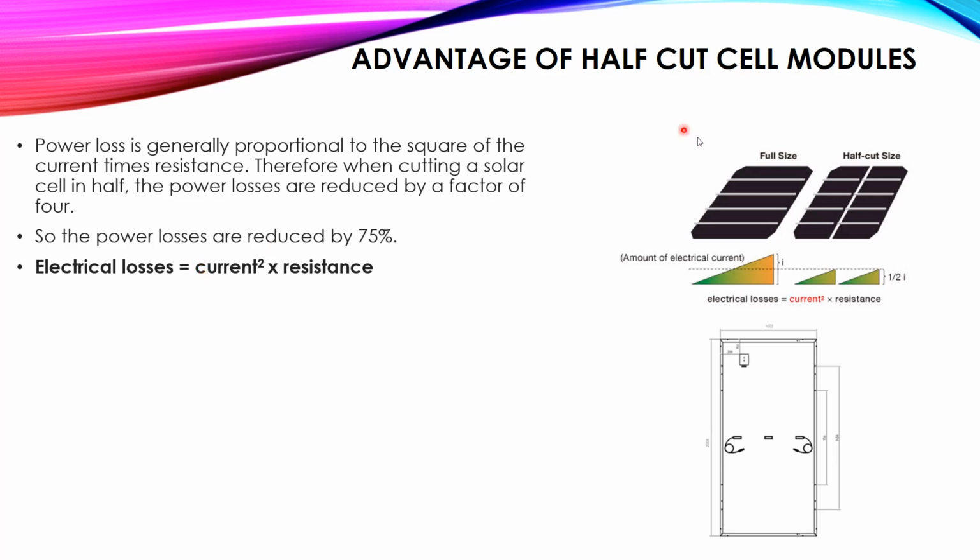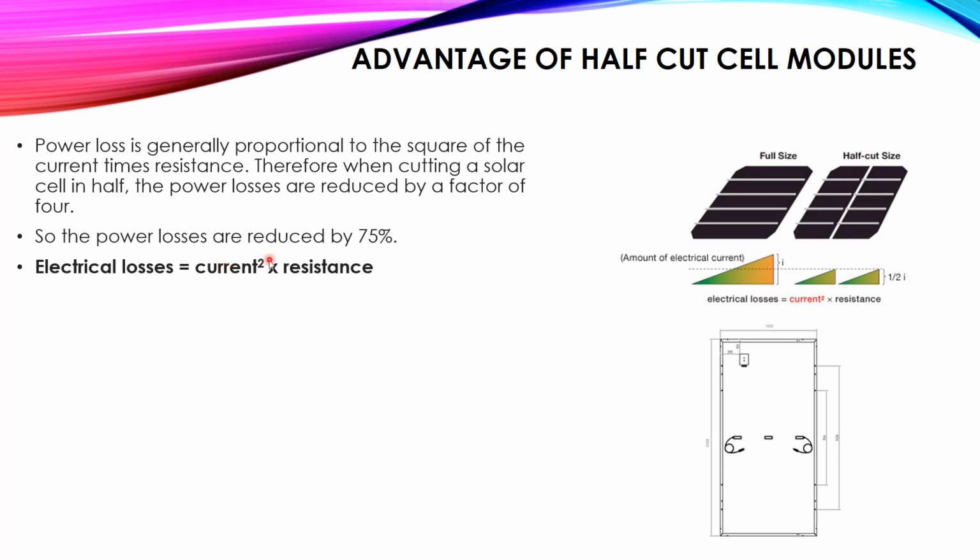Okay, so this is our full size, and this is our half cut divided into 2 panels. The panel itself is divided into 2 halves. Now remember that here in the first one, the total current passes through it. But in the half cut size, half of the current flows here and the other half flows through here. So what does this mean? That the current here is half. So the current is reduced by half.